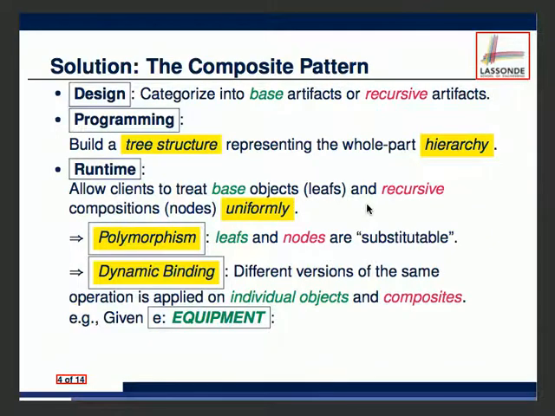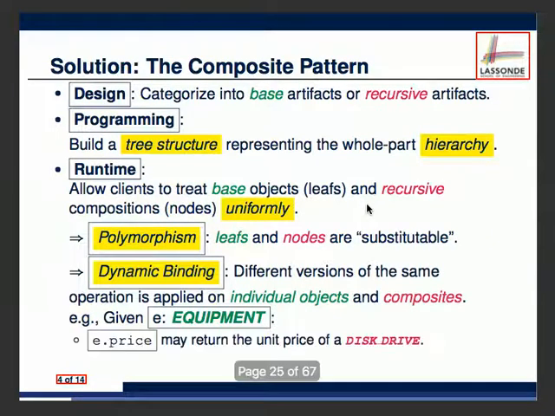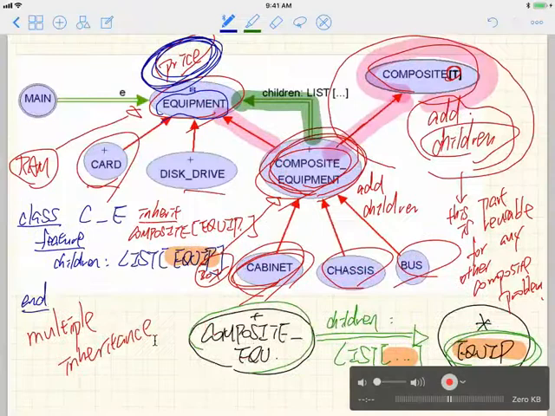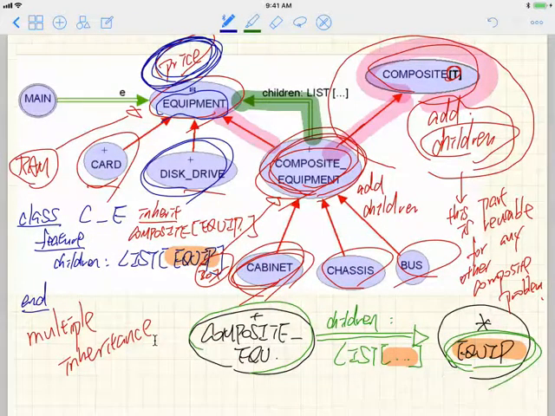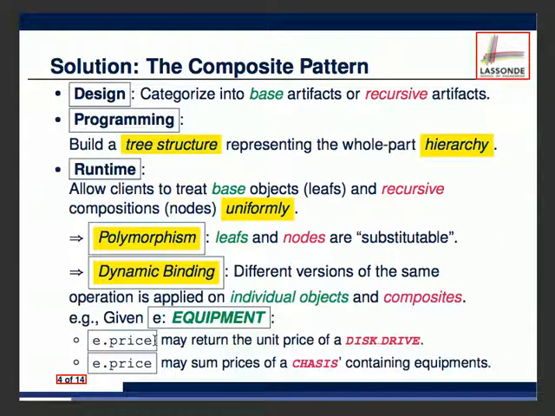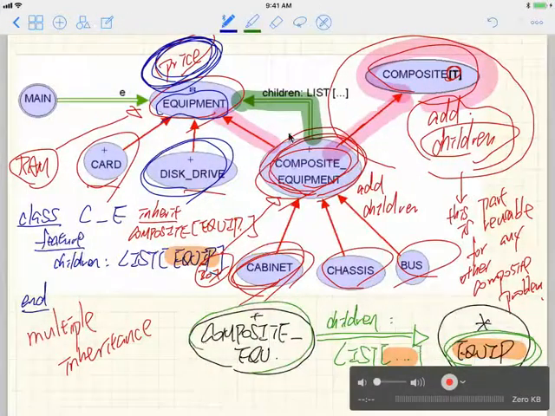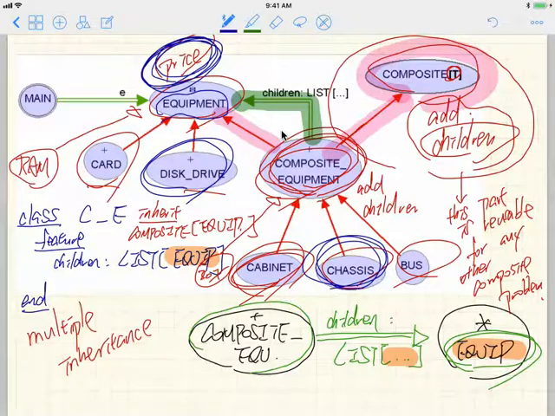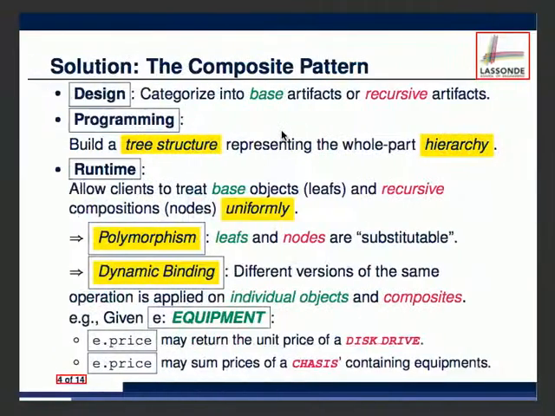Okay, so now let's say E of type equipments over here. If I say E.price, it might simply just return the unit price, like attribute value, if it's a disk drive. A disk drive is simply one of the base components. On the other hand, if I say E.price, also uniform access, if the dynamic type happens to be the composite components, in this case, it's going to run a loop, right? So that's dynamic binding.